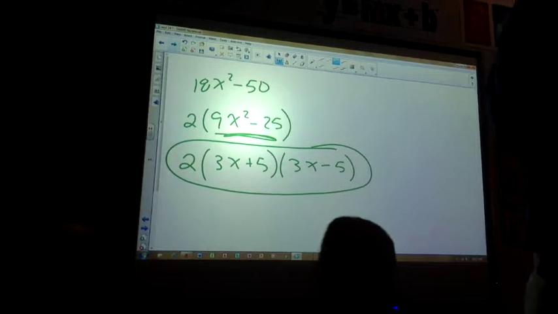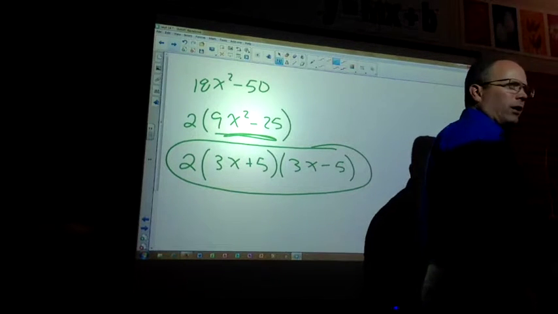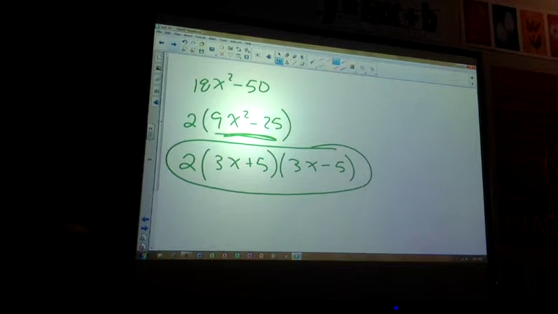Difference of two squares. Factor a GCF first in factoring. Greatest common factor is 2. And then factor out anything left. Cool? All right, number 6.